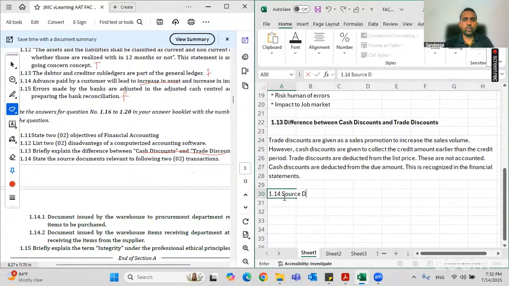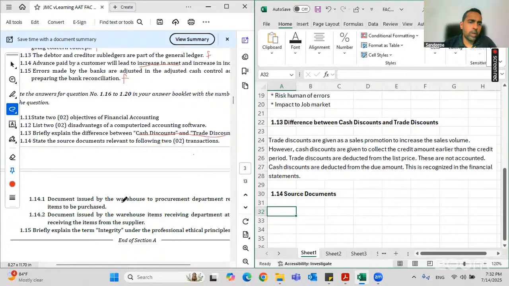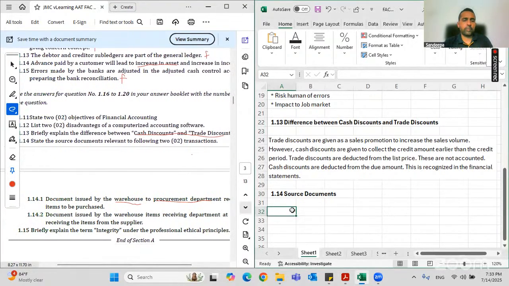1.14, they are asking about some source documents. State the source documents for the following two transactions. First one, document issued by the warehouse to the procurement department requesting the items to be purchased. The document issued by the warehouse asking the procurement department to purchase the items is the purchase requisition note. Purchase requisition note.